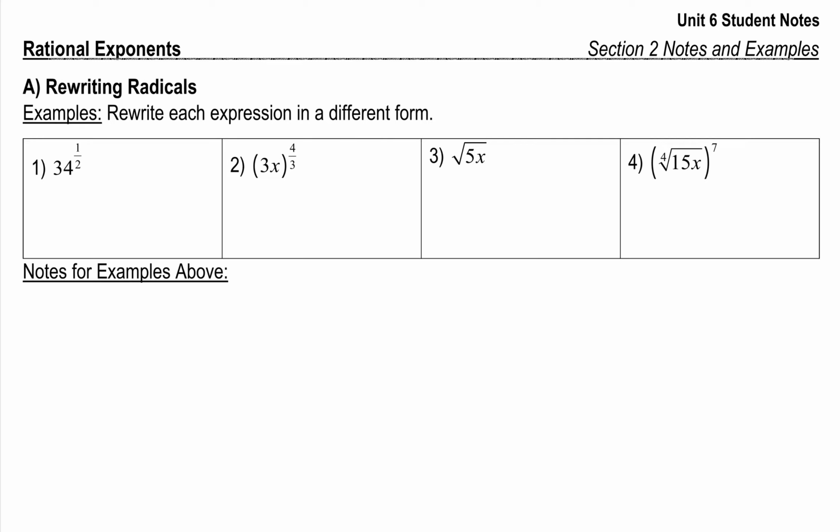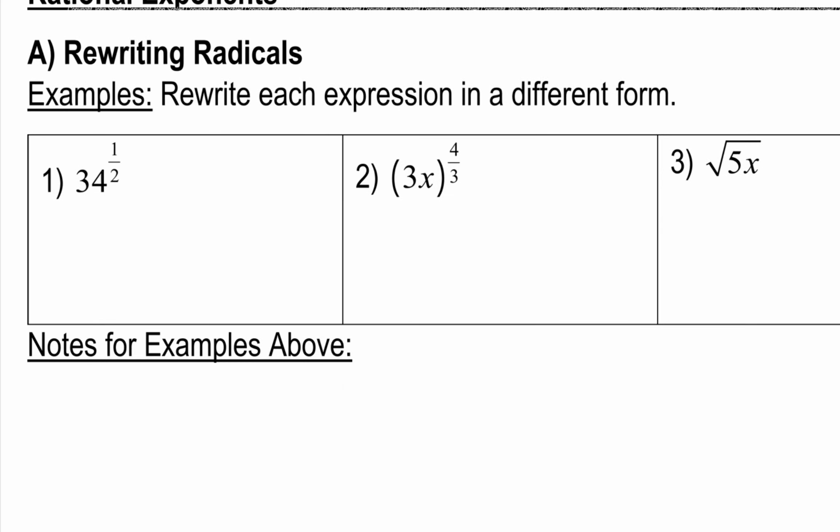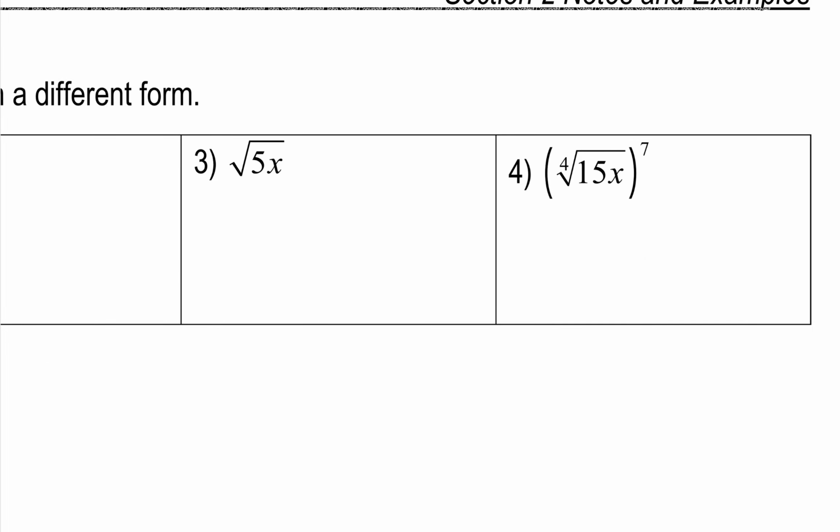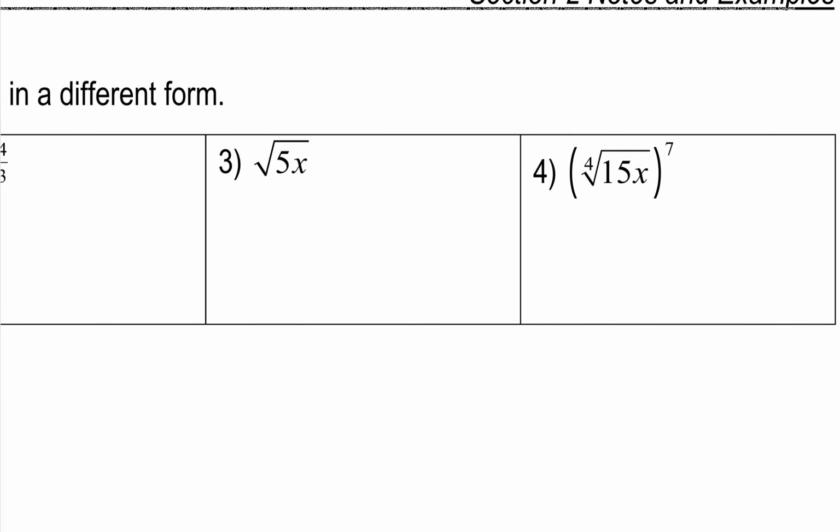Unit 6, Section 2 notes. This is rational exponents. So this first section we want to rewrite radicals in a different form. Notice I have some with an exponent that's a fraction, and I have some that is not. It's just in a radical of some sort with different index.